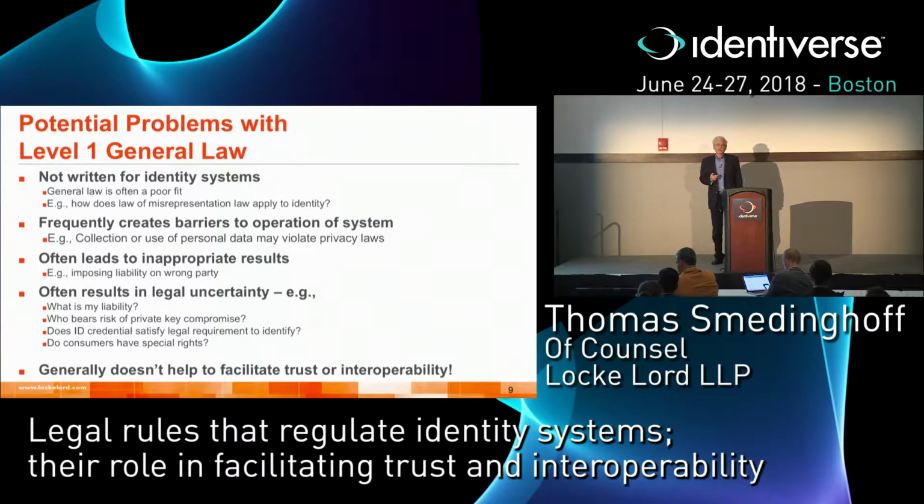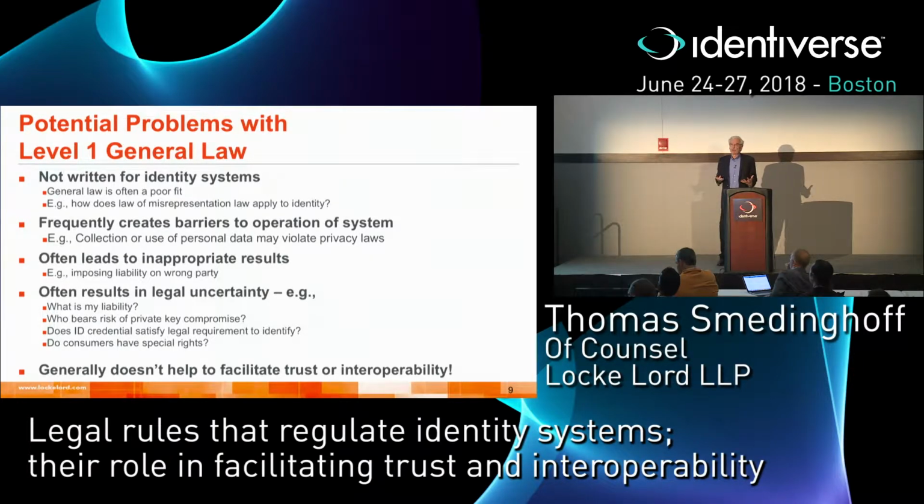So as I said before, general law was not written for identity systems. As a result, it may be a poor fit in a number of situations. Does the law of negligent misrepresentation apply to an identity assertion, and if so, when, who's responsible, and what's the liability, and so forth? Not really entirely clear.